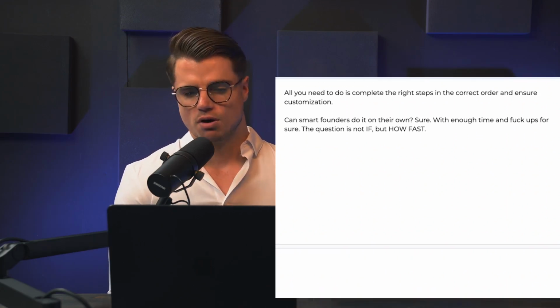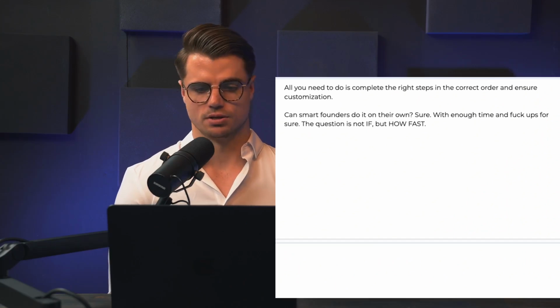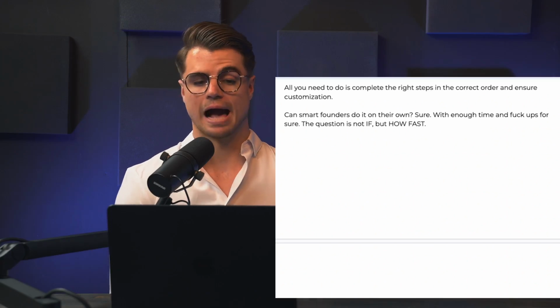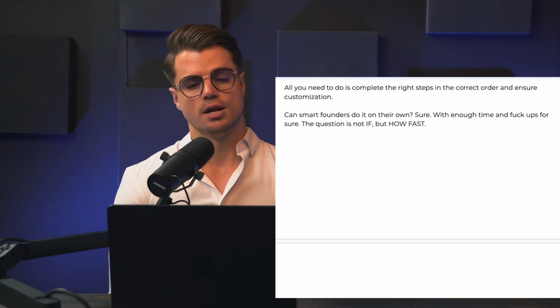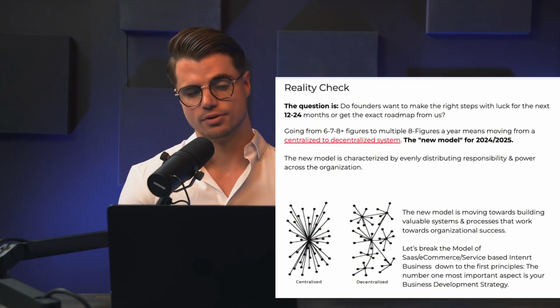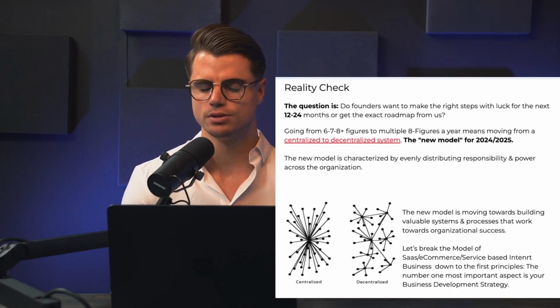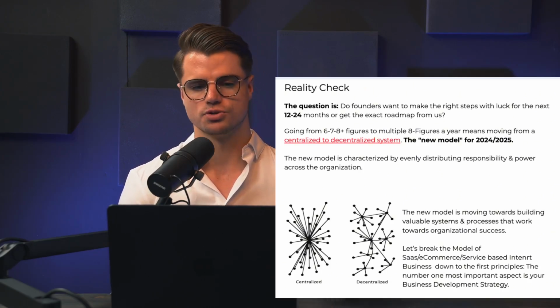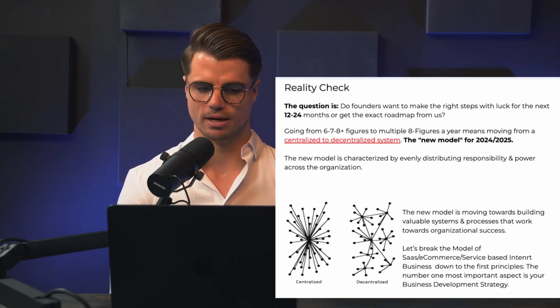So can smart founders do this on their own? 100%. However, with enough time and screw-ups along the road, the question will be, how fast can I do this, right? Now, here's a quick little reality check. The question is, do founders want to make the right steps with luck for the next 12 to 24 months, or get the exact roadmap from us?